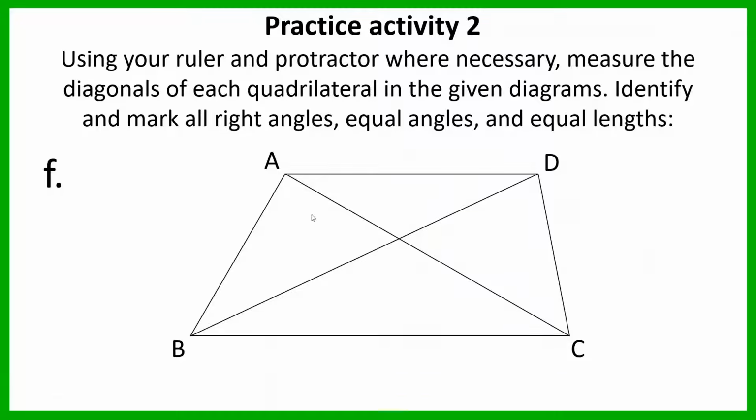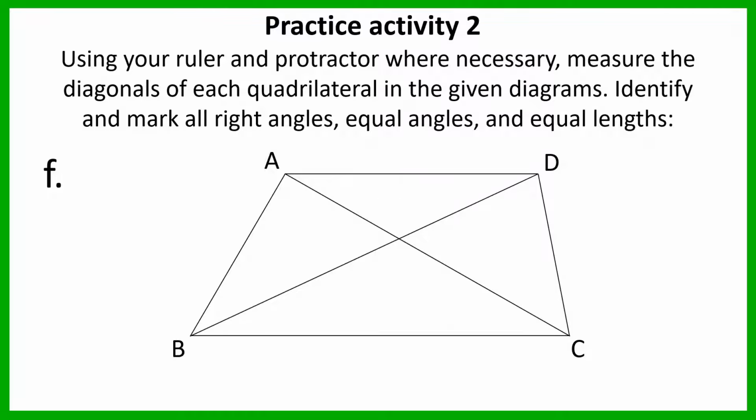Okay, so the trapezium is different because the diagonals don't bisect each other, so there are no equal lengths we're going to fill in. They are not perpendicular, so we're not going to fill in a right angle, and they don't bisect any of the angles either. So for the trapezium, we're actually not going to fill in anything because there's nothing special we can say about the diagonals for a trapezium.